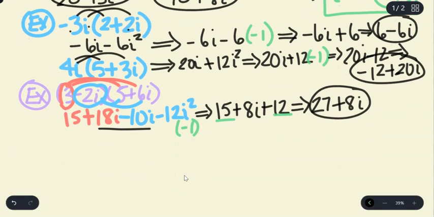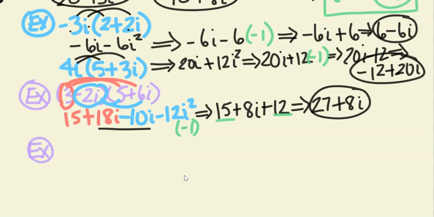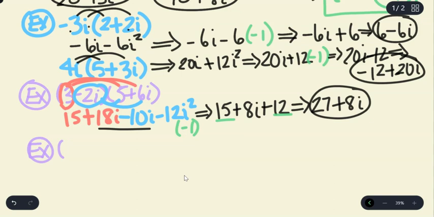So let's try another example. I'll give you one more example of multiplication. And I'm going to do division in a separate video with the conjugates so that you see all those terms together. So we're just going to finish up here with multiplication. So let's say I have something like this. Let's get a little complicated.